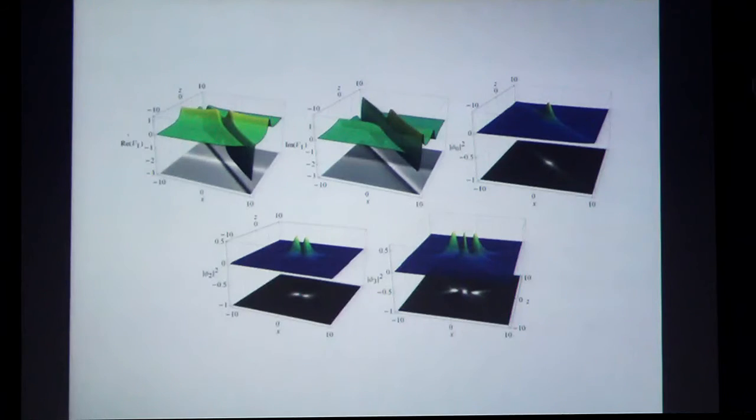Here I have some pictures of this solution. The first picture is the real part of my potential. Second picture is the imaginary part of my potential. We can check that it's PT symmetric with respect the axis. With respect the origin. A point over here, for example, one dark point over here, will map to the other side as a bright point over here. So it's symmetric with respect the origin.